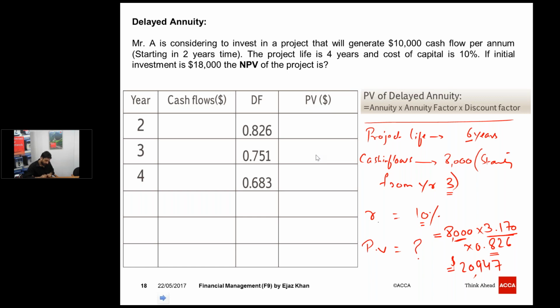Shahruz, your question, is the 6 years count from the start of the period or from the third year? From the third year. To count the cash flows, you have to start from year 3, 3, 4, 5, 6. So we will start like this. We won't start it from 0 because the cash flows are starting from year 3.